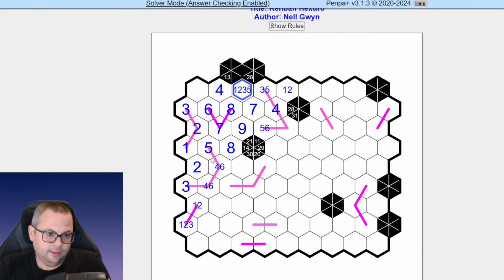Oh, David wants me to do math. So this is a 1, or I guess Sudoku also works. This is a 1, just because that had to be 1, 2, 3, 5. So that's a 2.